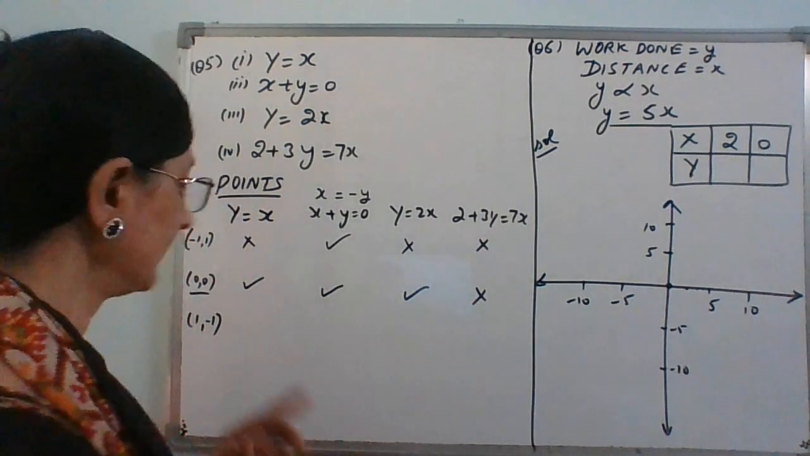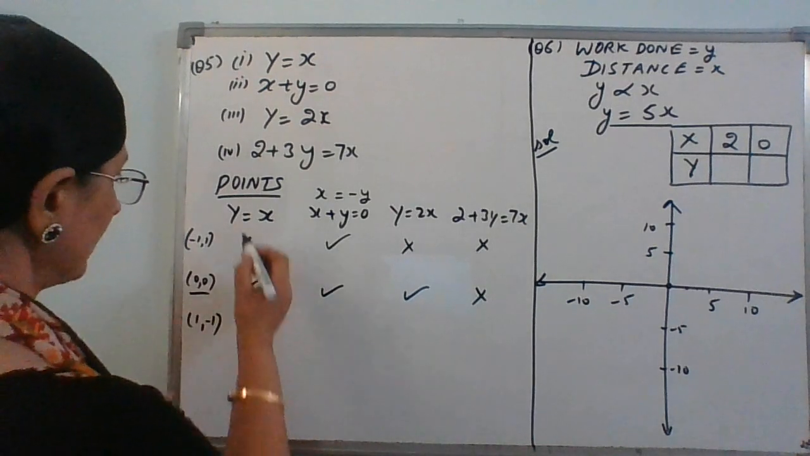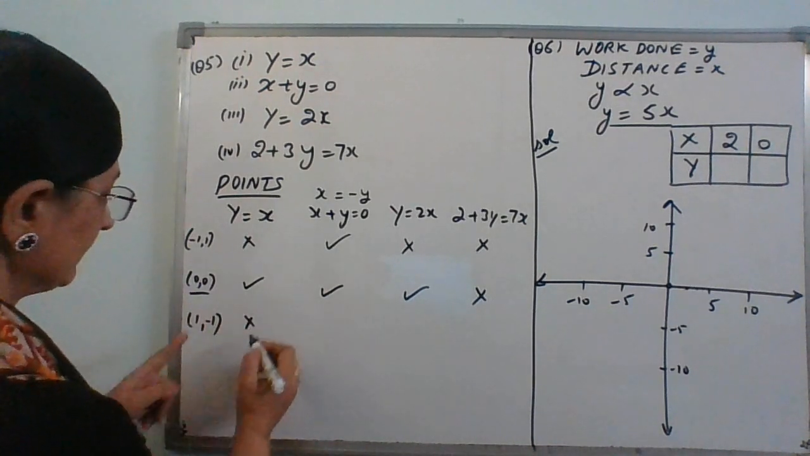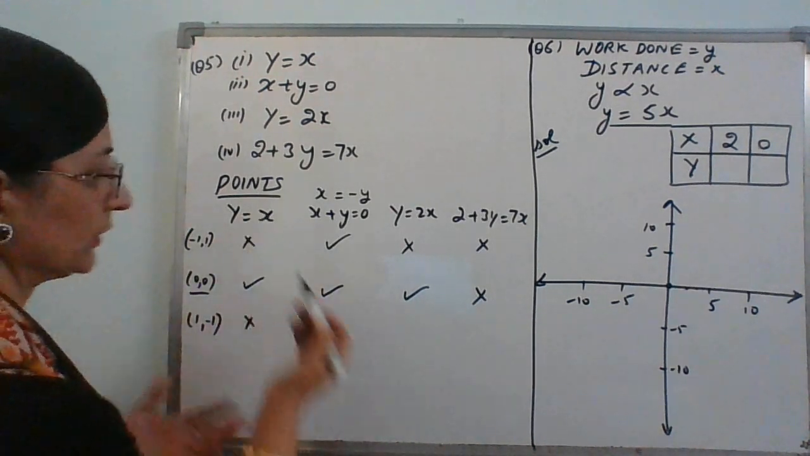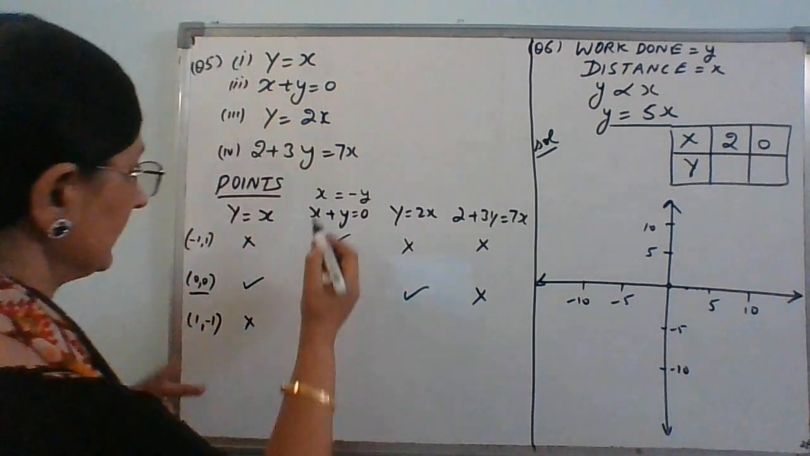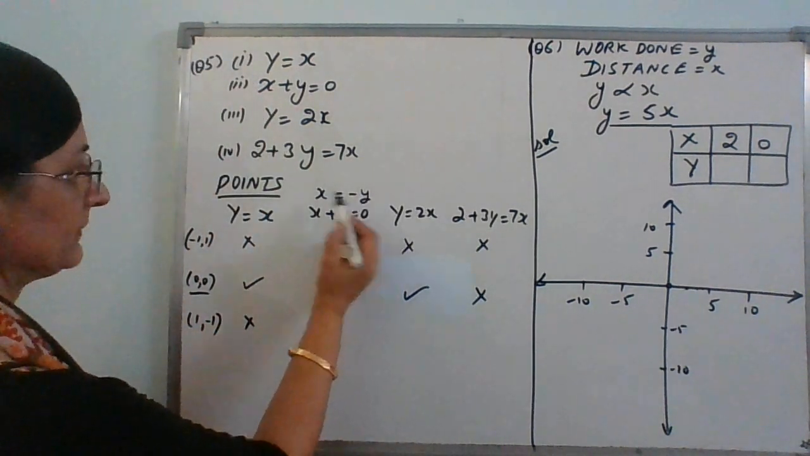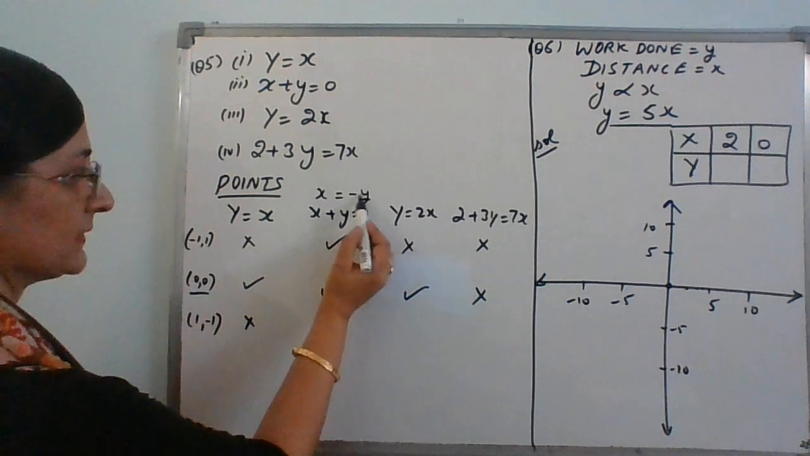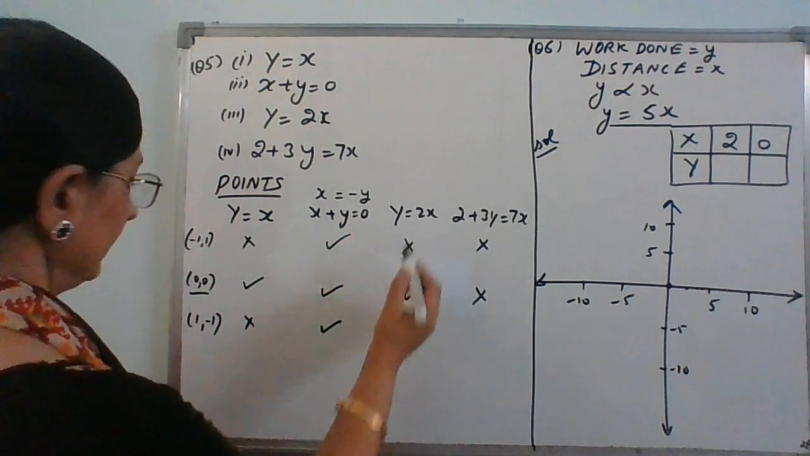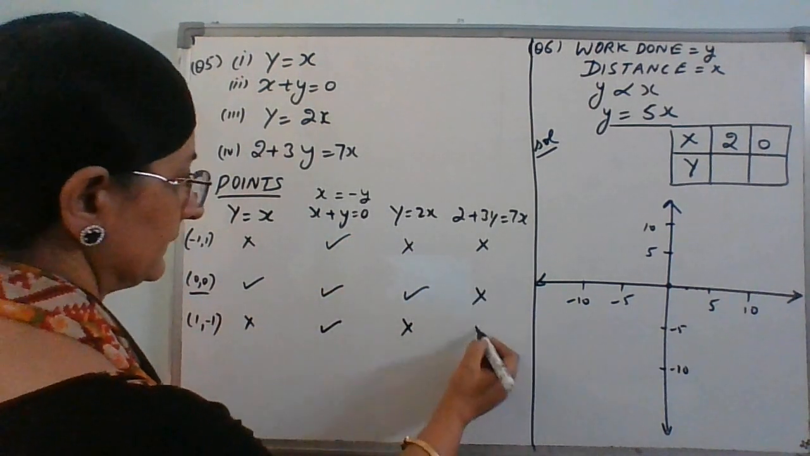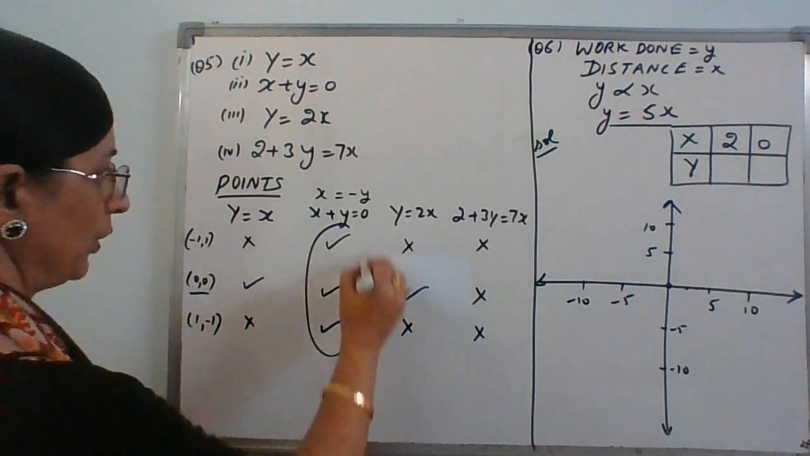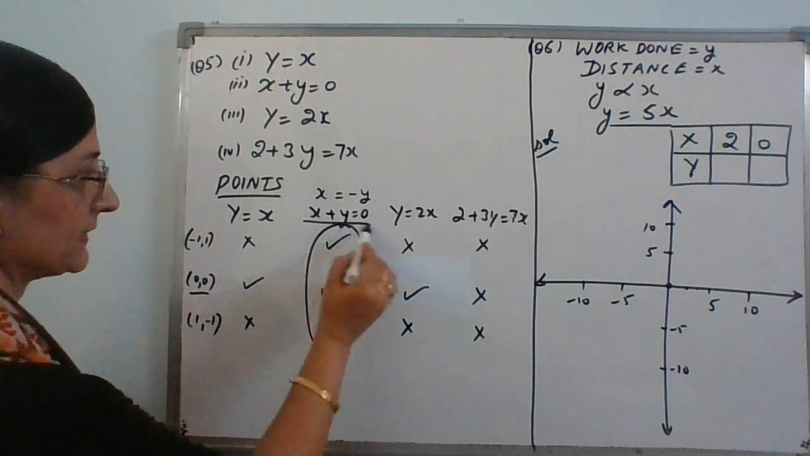Okay, now the third point is 1 and minus 1. Let us check for this. No, you're not going to get this because if you put minus 1, you're not going to get minus 1 for y. Okay, here, yes, you'll get. If you put here 1, you'll put here minus 1. This will become positive, yes. Here, no. Here, no. So all these points, they satisfy this equation.